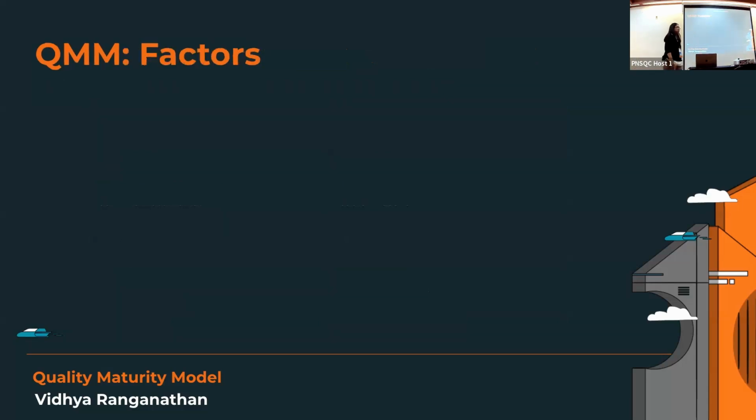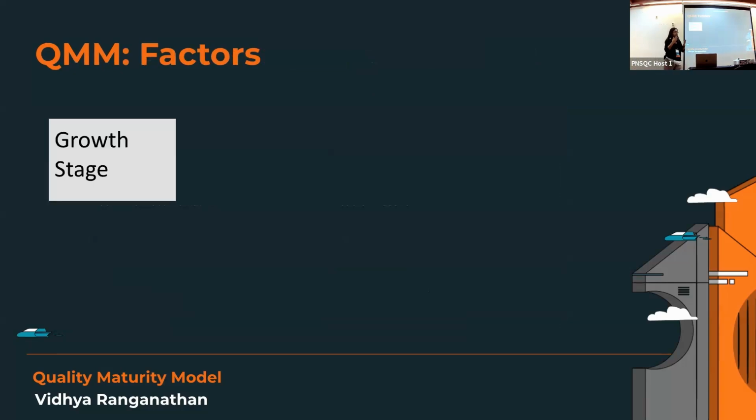And what are the factors? Why did we come up with these dimensions? What was considered when we came up with this? First one, as I said, the growth stage. There are too many dimensions, yes, but not all of them are applicable for you at the same time. You can start off with one dimension based on the growth stage that you're in.